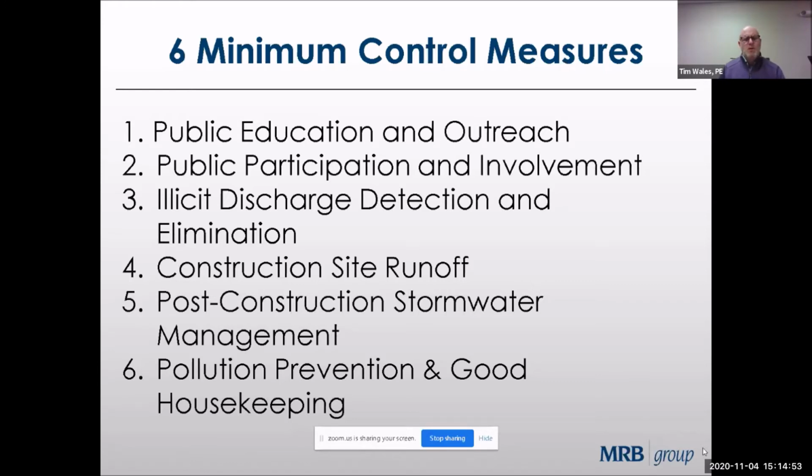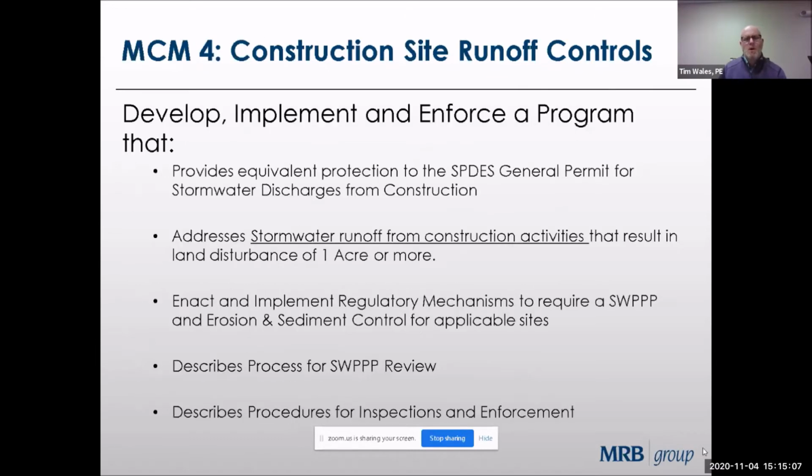Of these, we're going to talk about two today that are of particular interest for municipal officials, planning board review folks, and technical folks, and that's minimum control measures number 4 and number 5. Number 4 deals with construction site runoff. Minimum control measure number 4 requires municipalities to develop, implement, and enforce a program that provides equivalent protection to the SPDES General Permit for stormwater discharges from construction, and addresses stormwater runoff from construction activities that result in a land disturbance of 1 acre or more.